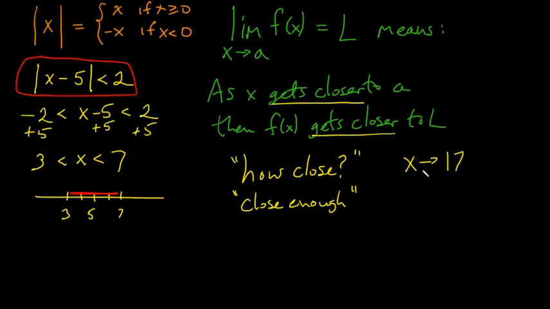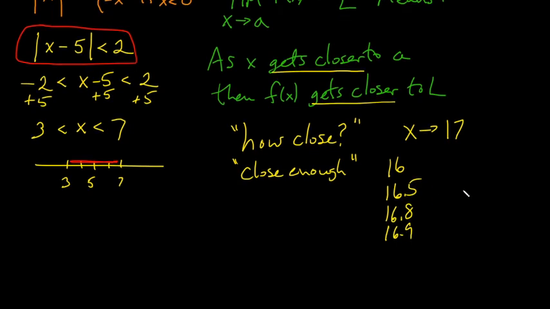Numbers like 16 are pretty close to 17, but we know we can get closer. We can do 16.5 or 16.8 or 16.9. All these numbers are indeed getting closer to 17. 16.99, 16.9999. These are getting very, very much closer to the number 17. And notice these are all less than 17. You can go from the other direction, from the positive side of 17. You can say 17.1, 17.01, 17.00001, and so on.